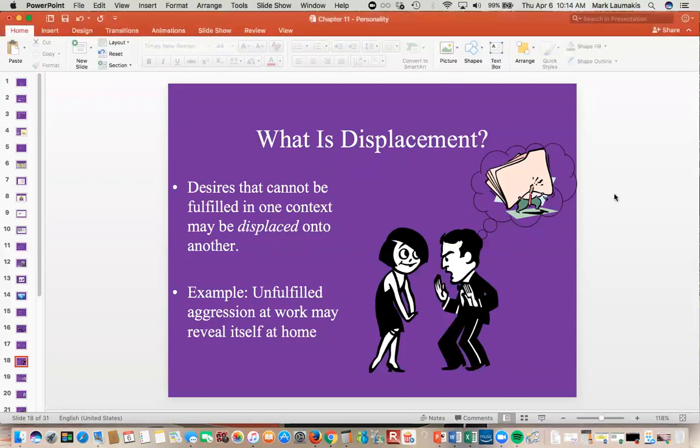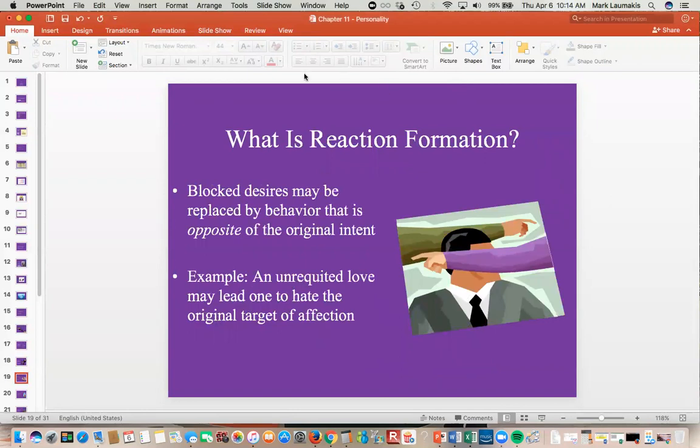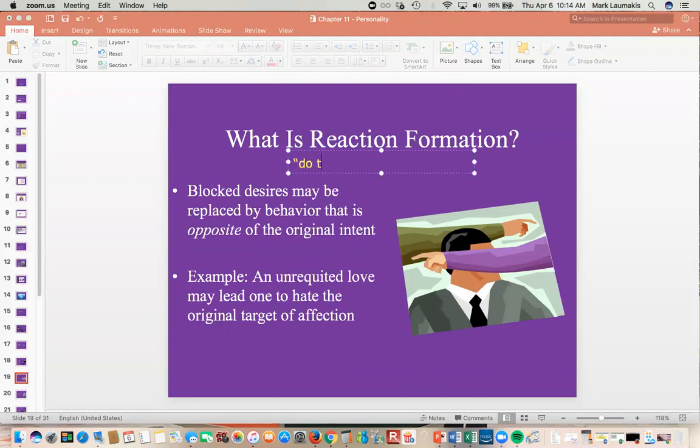So we've got repression, we've got displacement, we've got reaction formation, number 3 here on the hit parade of defense mechanisms. This is the do the opposite defense mechanism. What does this mean? Well, I might really, really love someone, but they don't reciprocate that love. So I turn the love into hate, okay? Do the opposite. So an unrequited love means they don't love you back, okay?